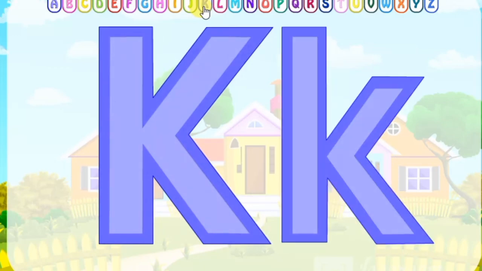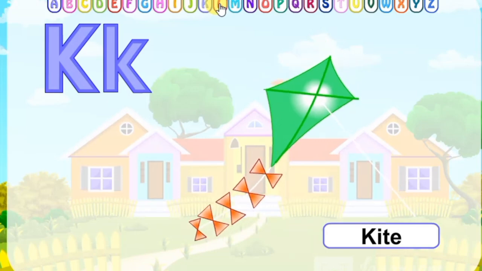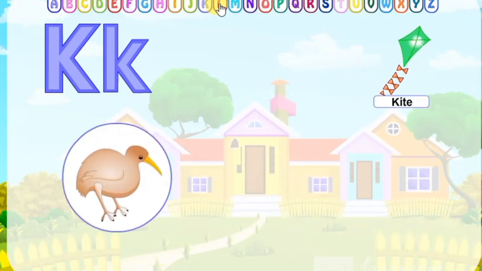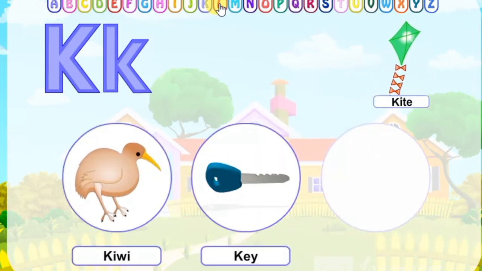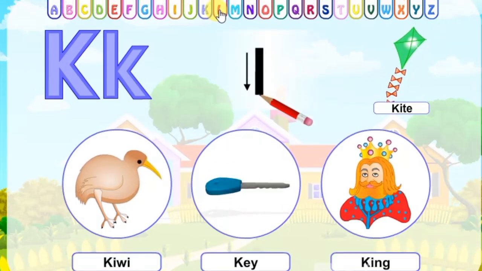K. Kite, kiwi, key, king. Join the dots to make K.